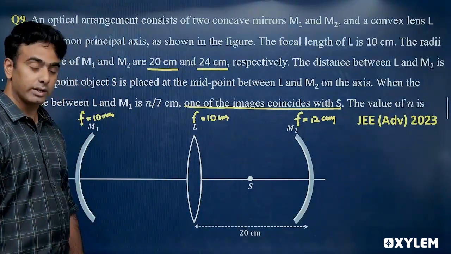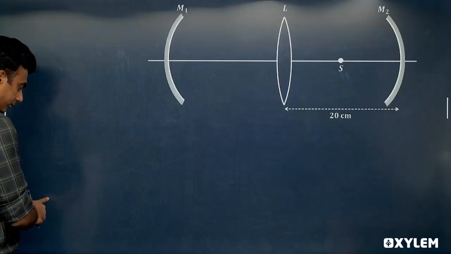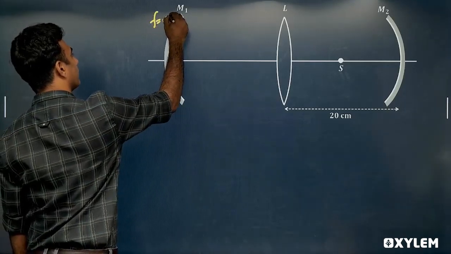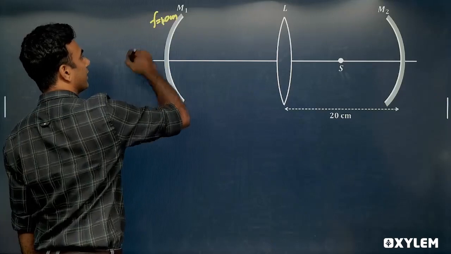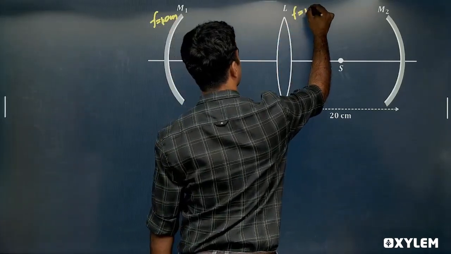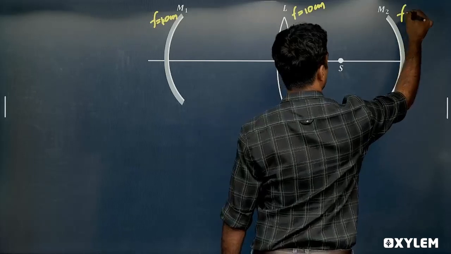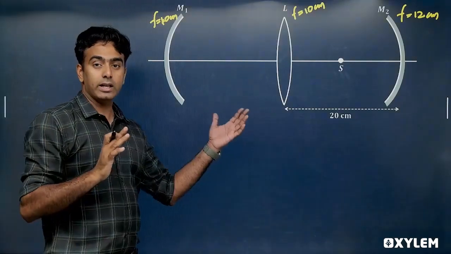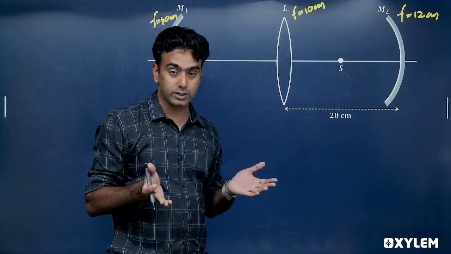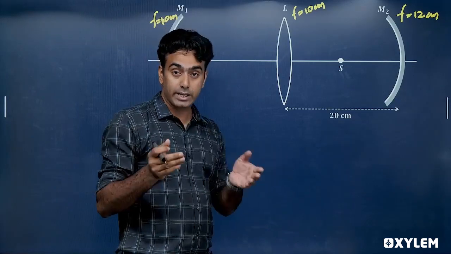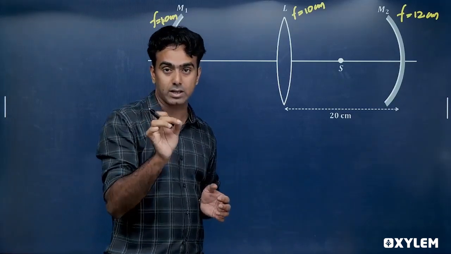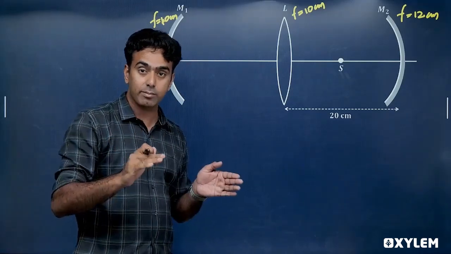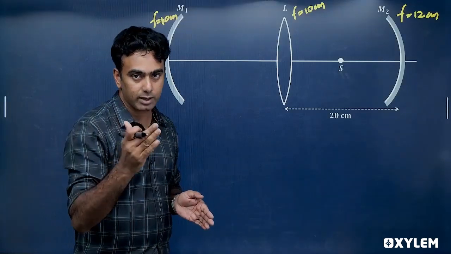Okay, now let's do the problem. As you know, the focal length here is 10 centimeter, here also the focal length is 10 centimeter, and here the focal length is 12 centimeter. Yes, in any combination of lenses or mirrors, what's the principle? The image formed by the first element acts as the virtual object for the second one, and the image formed by the second element acts as the virtual object for the third element, and so on.